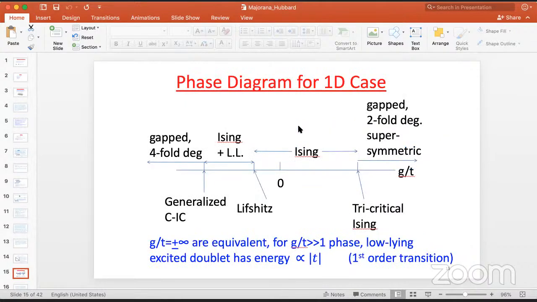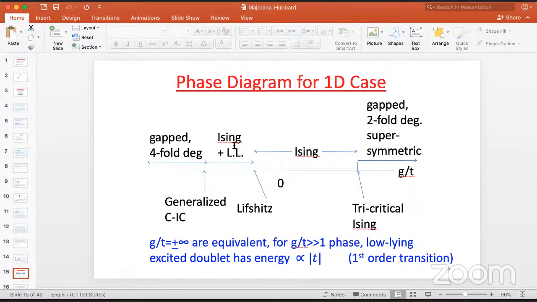So this is the full phase diagram that we found for the one-dimensional case. So there's a range near 0 where G over T is near 0, where we have the Ising phase. This extends from negative G to positive G. We have the tricritical Ising point, and then we have a gapped twofold degenerate supersymmetric region for larger G. For negative G, we have a couple of rather remarkable transitions.